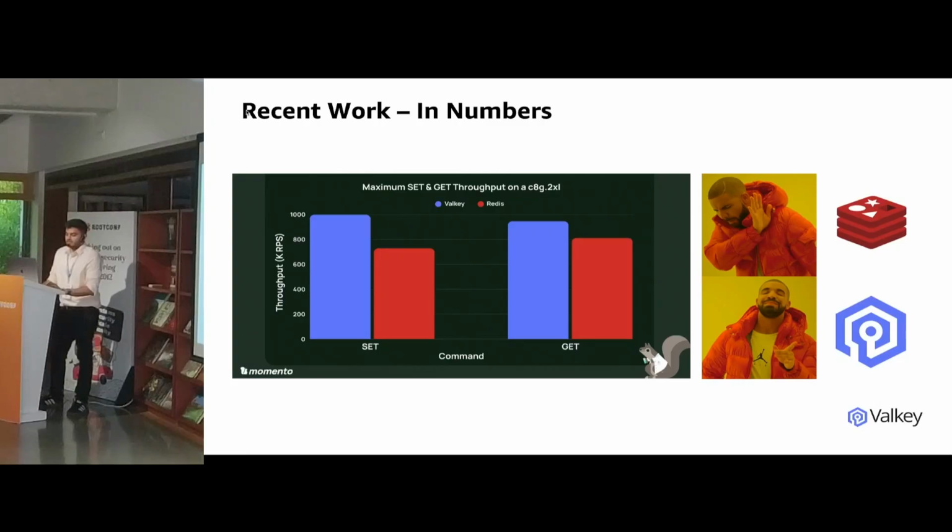Looking at some of the numbers, recently one of the community members from Momento benchmarked Valkey 8.1 and Redis 8.0 and discovered that Valkey is able to handle more than 1 million RPS on a c8g.xlarge AWS instance for sets, and gets are also in line with that. This is quite a lot of improvement since Redis 7.2 and Valkey 7.2, where we have almost tripled the performance. Redis has around 750K throughput for set operations.